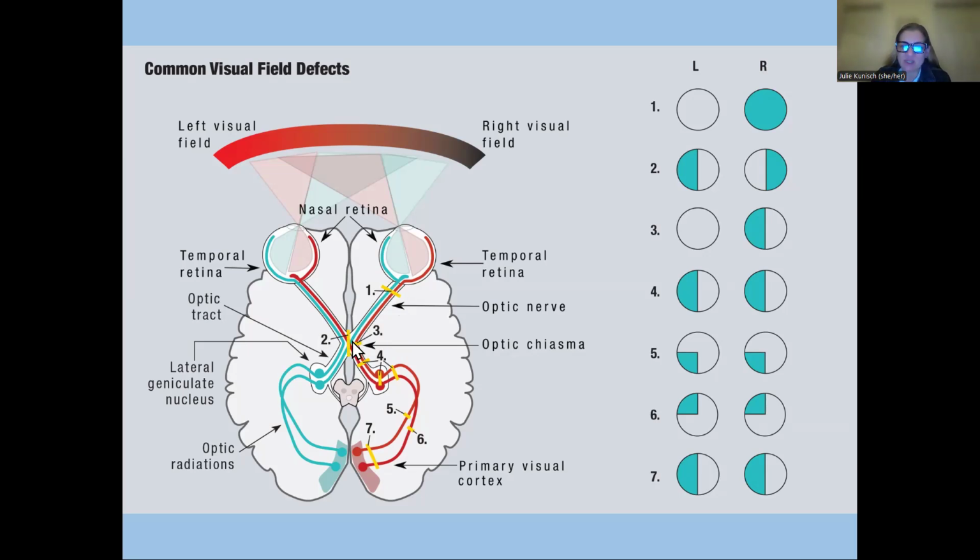Here's the chiasm. Here is where which ones cross? Can you remember? Is it the temporal optic nerve or the nasal optic nerve that crosses? It's the nasal. Okay, so number 2, if there is a lesion that happens right at the optic chiasm, would it impact all of the optic nerve on both sides? No, because the temporal optic nerves don't cross.